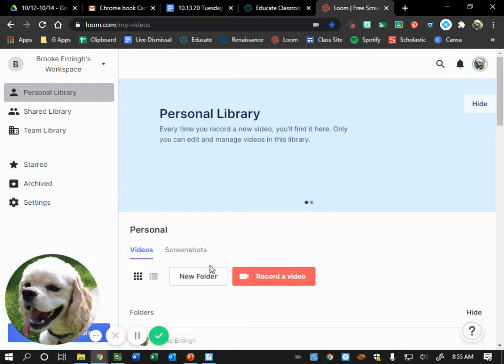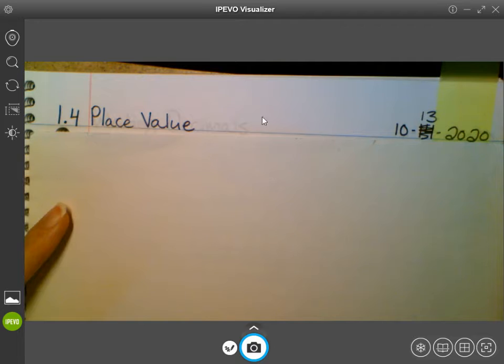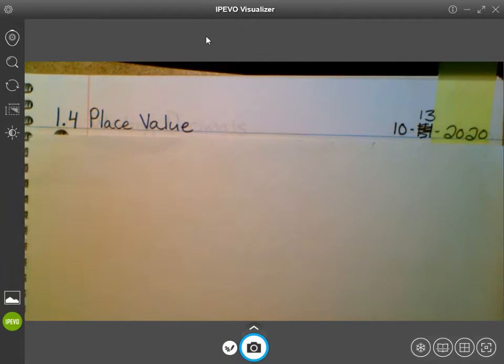Open up to the next clean page in our math notebooks. And we are titling the top 1.4 place value. And today's date, which is 10/13/2020. So, 1.4 place value.